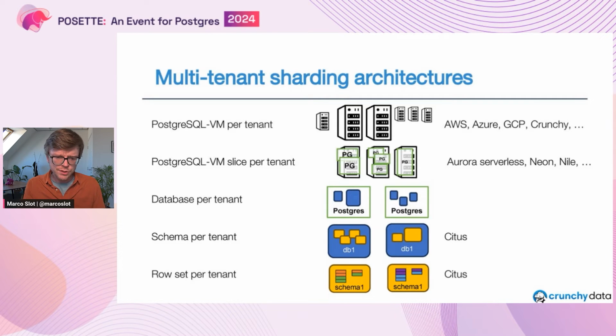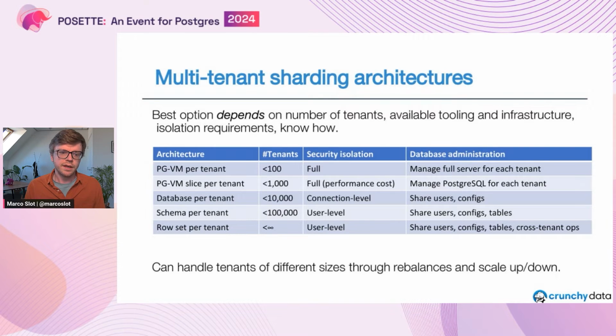So each of these can scale, but with some different characteristics. As I said, if you have a really large number of tenants, millions, it's best to go towards row set per tenant because there's basically no overhead per tenant. It's also great for administration, like you can share everything, the configs, the set of tables. If you add a column, you can do it at once for all the tenants. You can query across tenants, so that's nice.